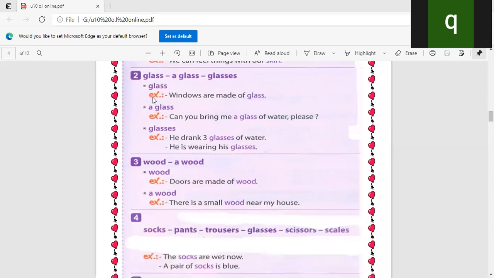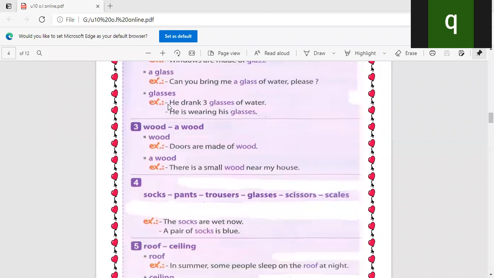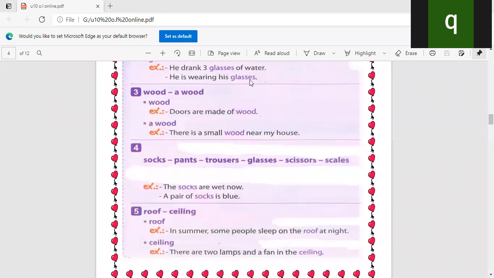What is the difference between glass, a glass, and glasses? Glass: windows are made of glass. This is the material, okay? A glass: can you bring me a glass of water, please? This is the glass we can drink from. Glasses: he drank 3 glasses of water. He is wearing his glasses. We can see with them.